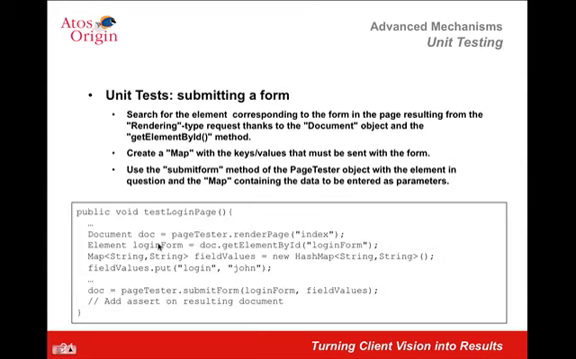Finally, you can try submitting a form with a page tester object in your unit test. Just call the submit form method. This method takes two parameters. The first one is an element object that corresponds to your form, and a map corresponding to the data you want in your form before submitting.